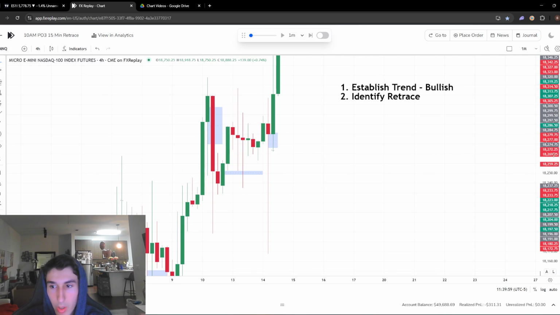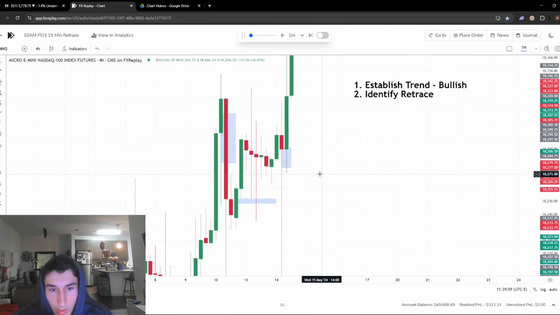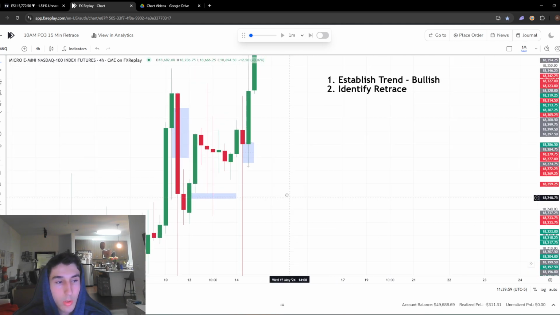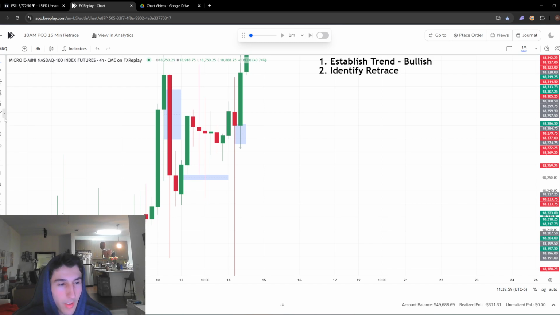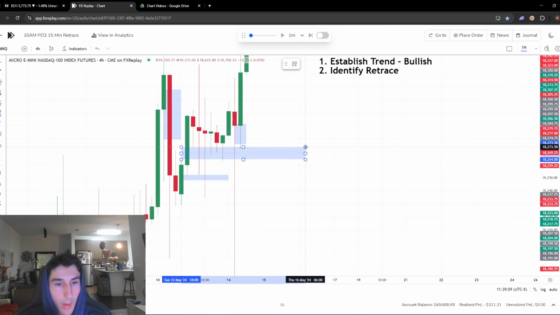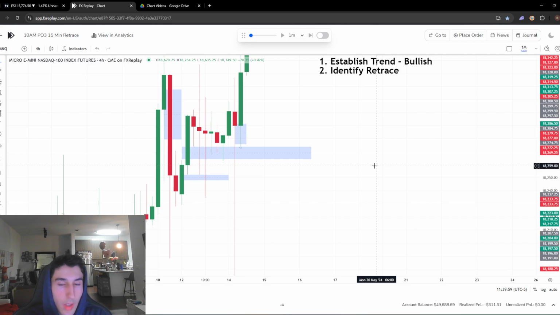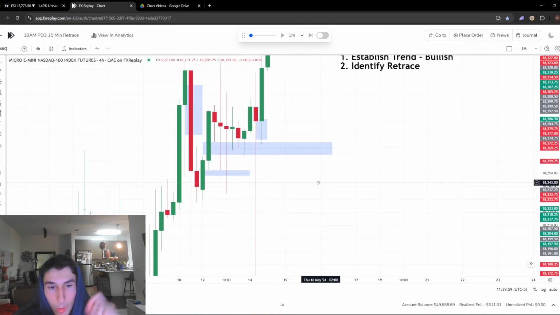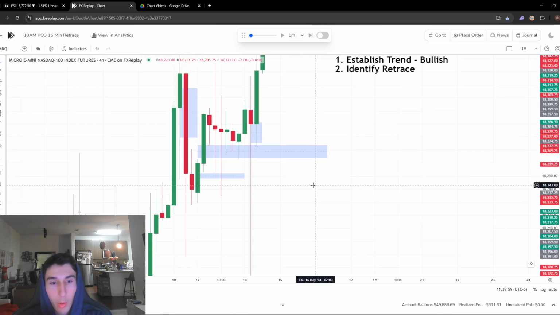So identifying a retrace is typically when we dip back into a fair value gap or a supply zone, demand zone, whatever you want to call it. So obviously a demand zone right here that used to be a fair value gap. A lot of people are against identifying this as a fair value gap because it already got filled a million different times. But once it gets filled once, then you could just identify it as a strong demand zone, or you can still identify it as a fair value gap. That's just how I see it, because obviously we still respected it. We never closed.